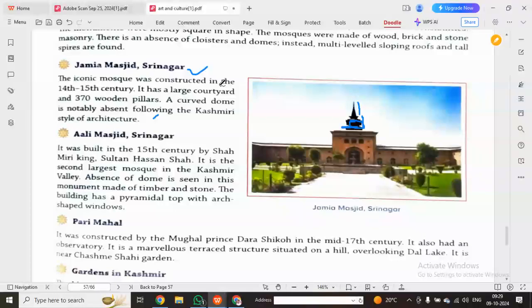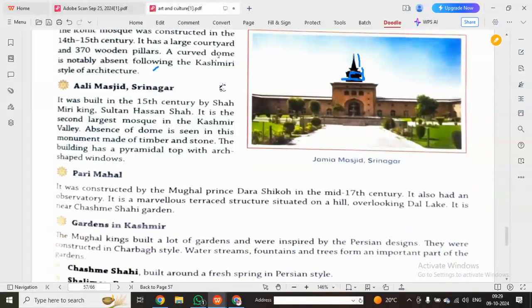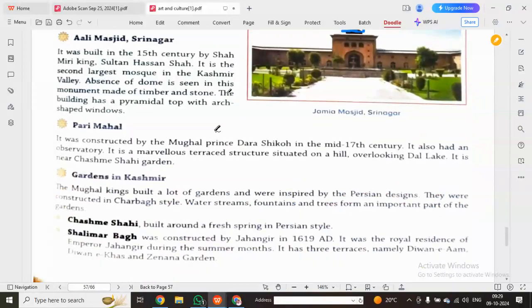Pari Mahal, constructed by the Mughal prince Dara Shikoh. It also had an observatory. It is a marvelous terraced structure situated on a hill overlooking Dal Lake.